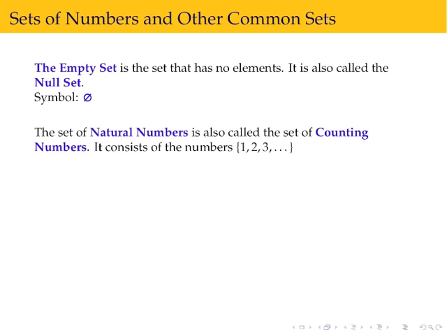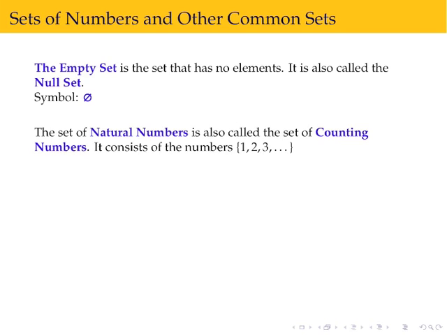Our first set of numbers is the natural numbers. You'll also hear that called the counting numbers. And that's exactly what it is. It is the numbers 1, 2, 3, and so on and so forth. If you can start at 1 and get there by counting, it is a counting number, or a natural number, which is actually our preferred terminology.